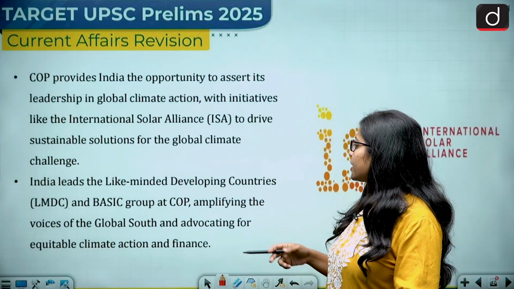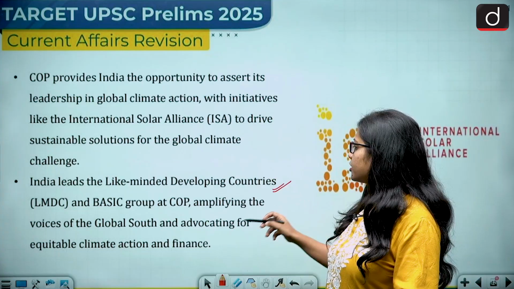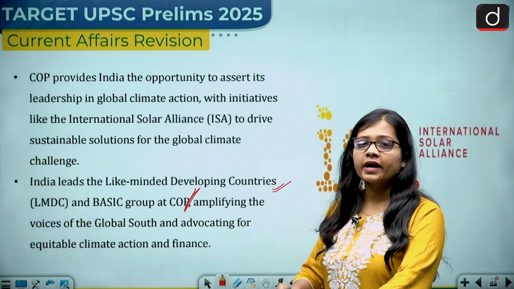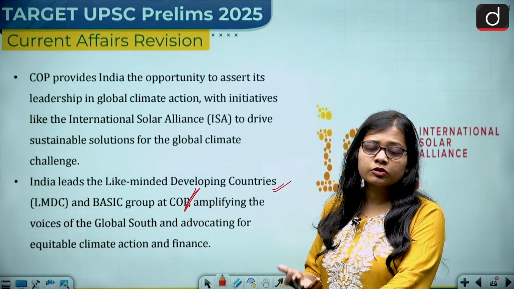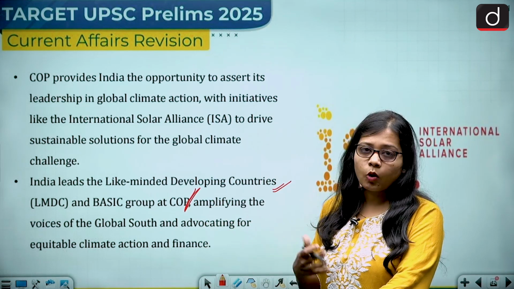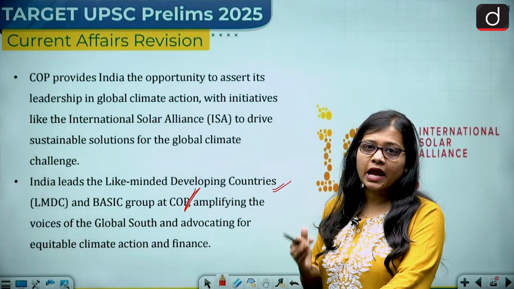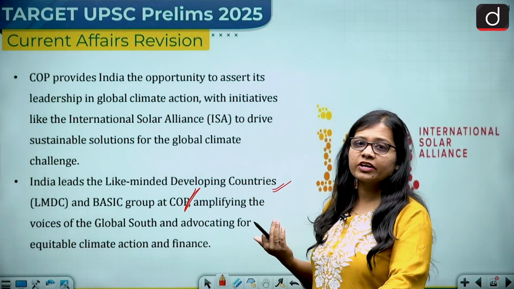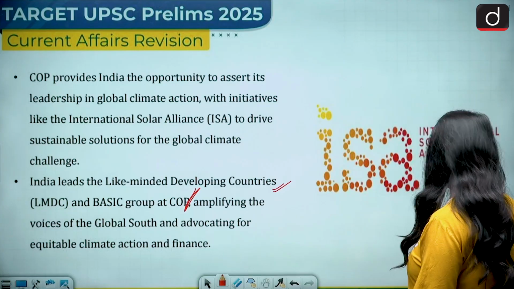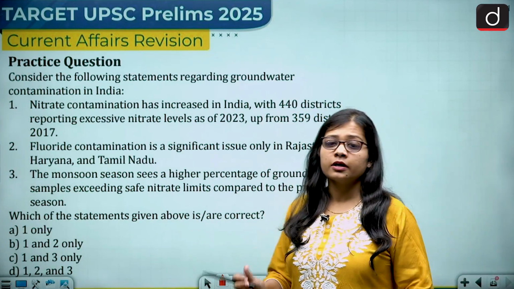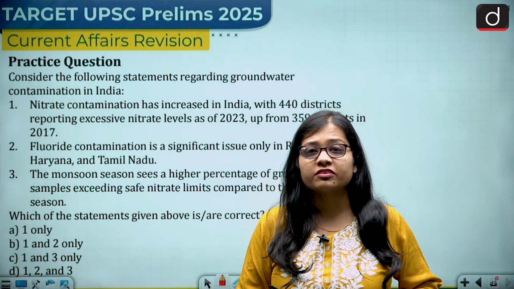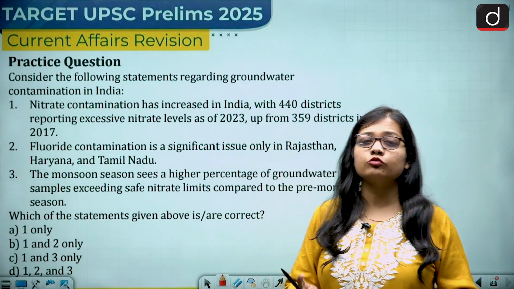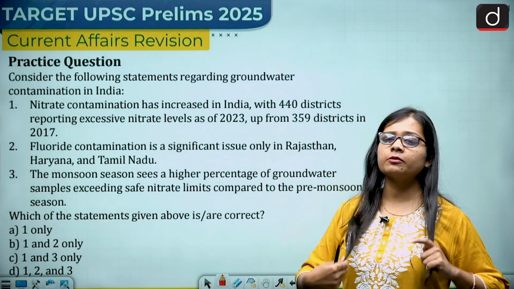Then India leads the Like-Minded Developing Countries and the BASIC group at COP, which also shows that India is the leader of the global South. So India in COP29 also behaved like it and was a front runner in showing its discontent with the finance of 300 billion US dollars which the developed countries were giving to the developing and the least developed countries.